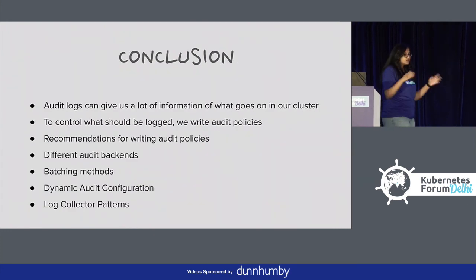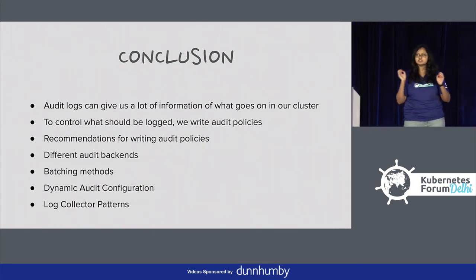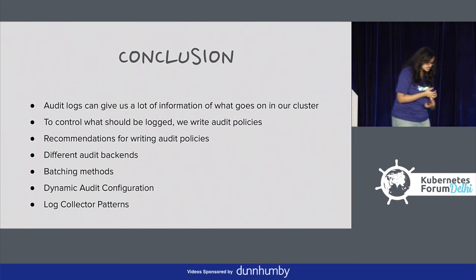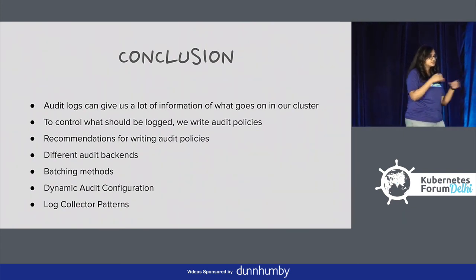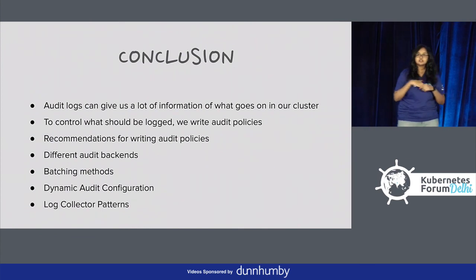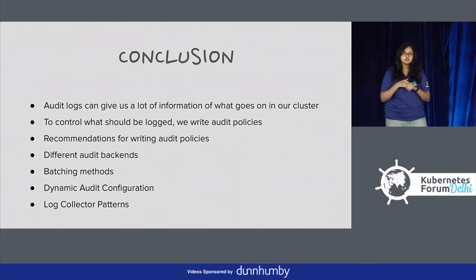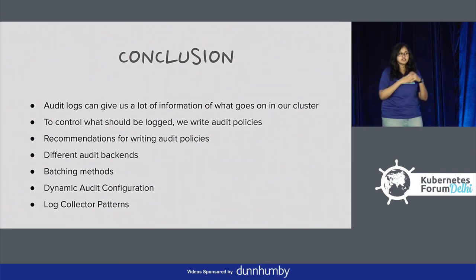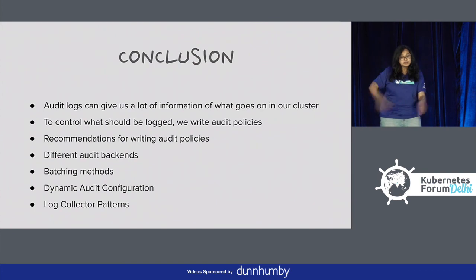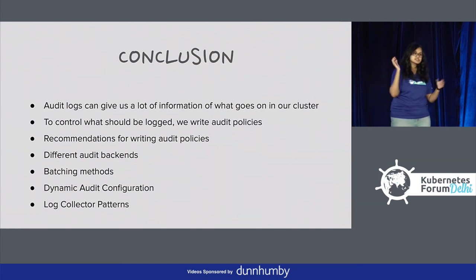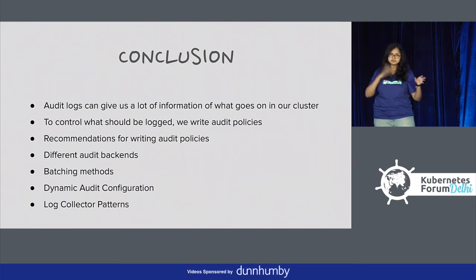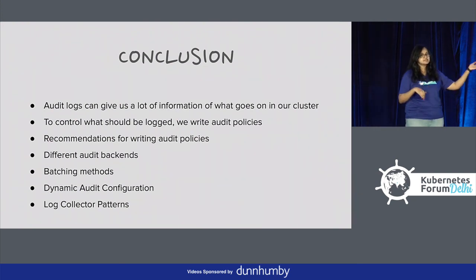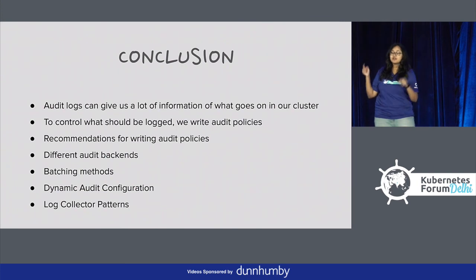So we saw a lot of things here today. We saw what audit logs are. We saw that we need to write audit policies and define rules to tell Kubernetes what logs we want. We saw some recommendations for writing these. We saw that we need to send these logs to particular backends. We saw how we can send these logs using different batching methods, and then we came across this awesome feature called dynamic audit configuration, which helps you define all of this in a simple Kubernetes resource. It's alpha. We want help.